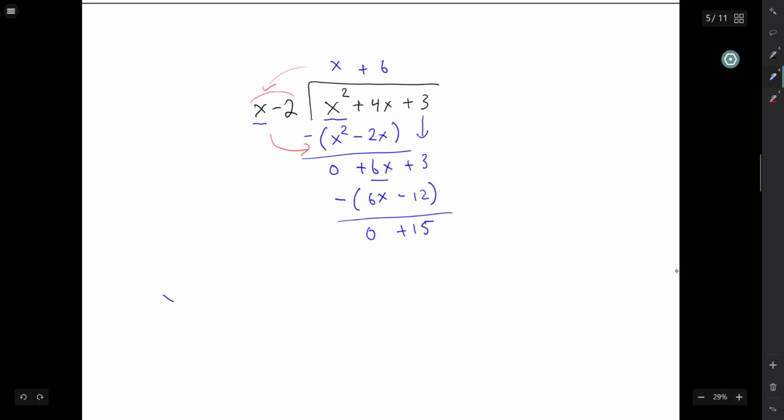So what this says is that x squared plus 4x plus 3 divided by x minus 2 is actually equal to x plus 6 plus a remainder of 15. And we write that as 15 over the x minus 2.